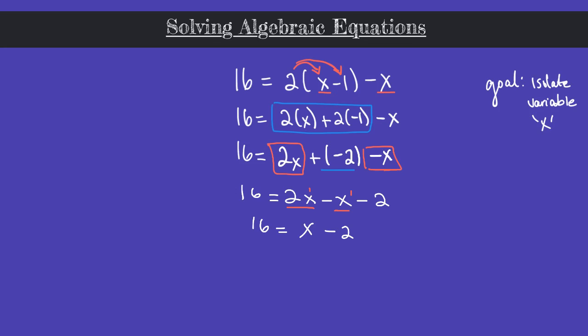My next goal is to get rid of the 2 since I need to isolate the x ultimately. And I do that by doing opposite operations. And so the opposite of subtracting 2 is adding 2, and I must do that on both sides of the equation. So 16 plus 2 is 18, and that is equal to x, and negative 2 plus 2 is 0. So our solution to this equation is x = 18.